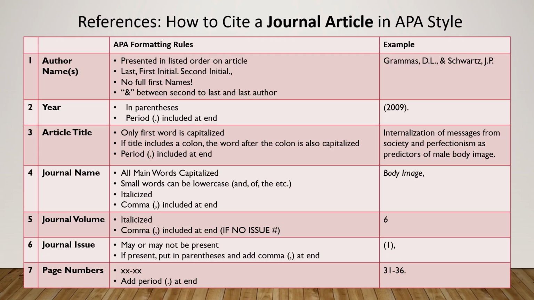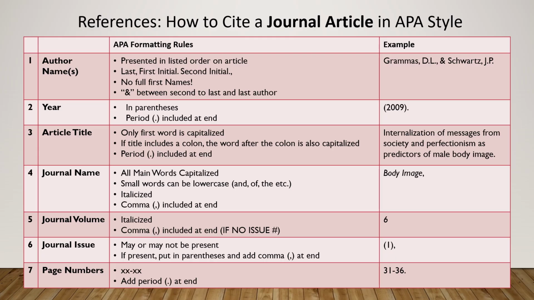That's because you're about to segue right into the volume and issue numbers, which are telling you about the journal, where this article came from in that specific journal. So the volume is just a number there, and it is italicized. It's followed by a comma. If there is no issue, it's followed by a comma. If there is an issue, it's followed by a comma.